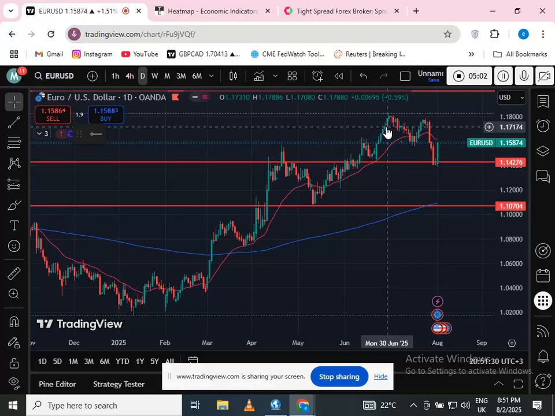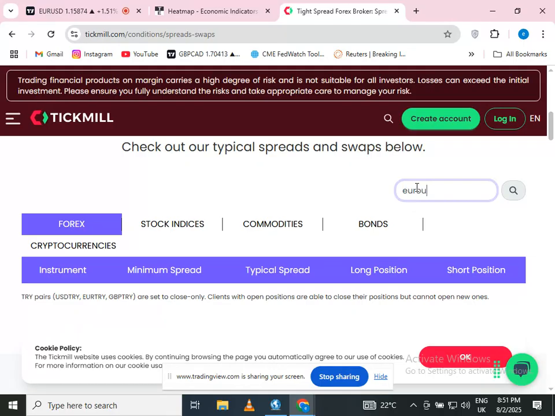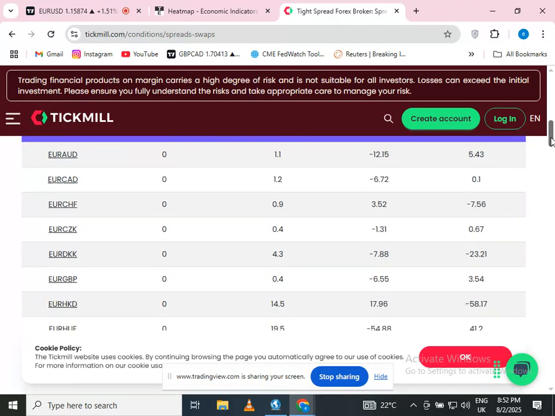Okay, let's look at the example right now. For example, we are buying USD. We are buying EUR/USD.